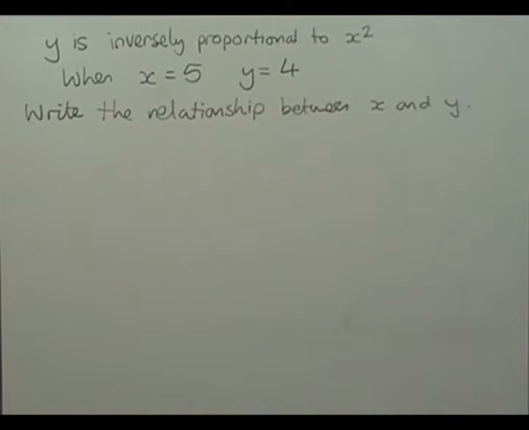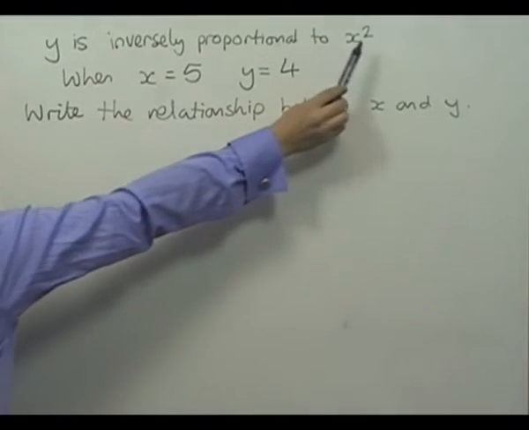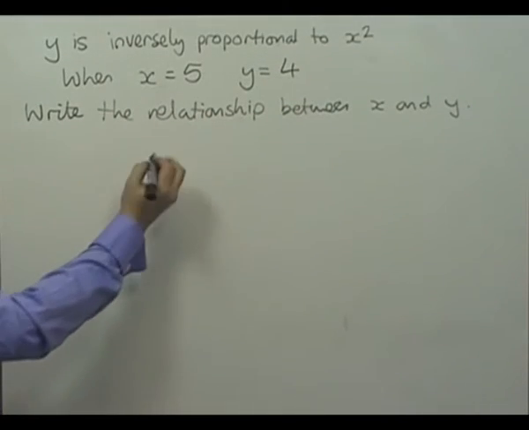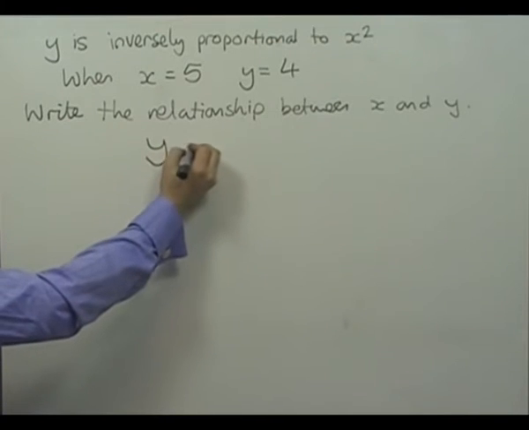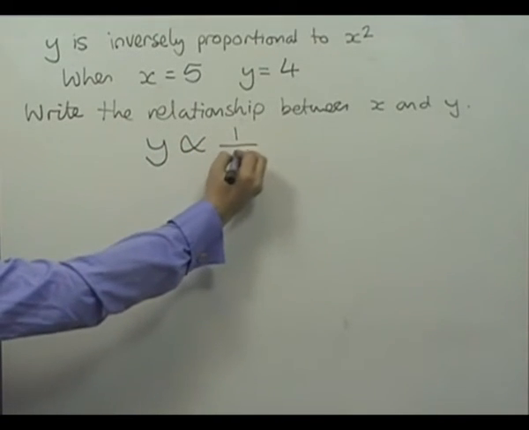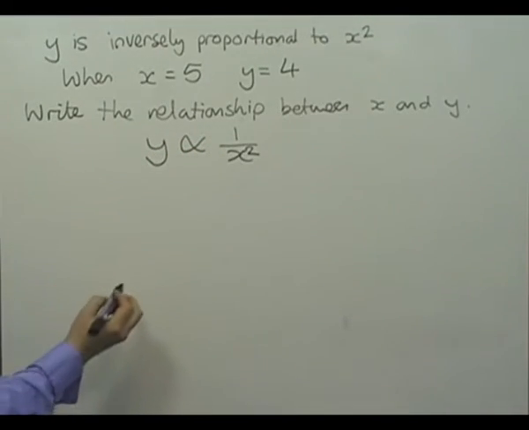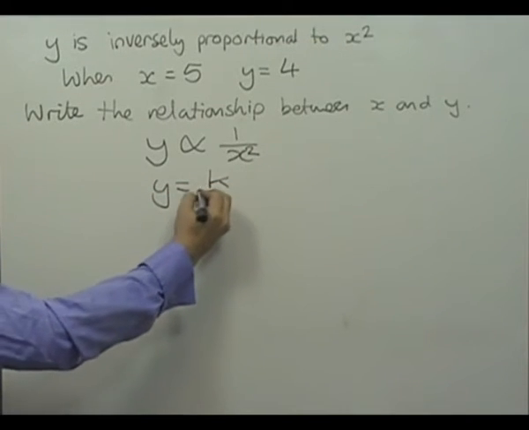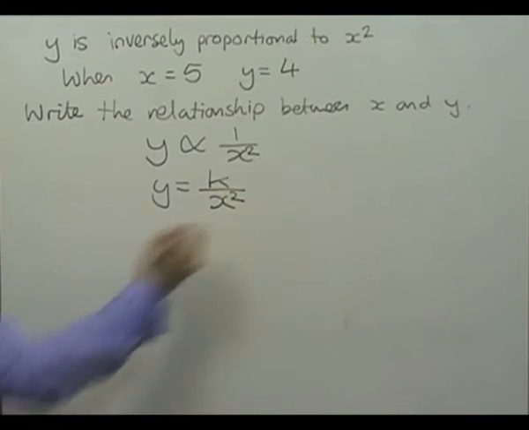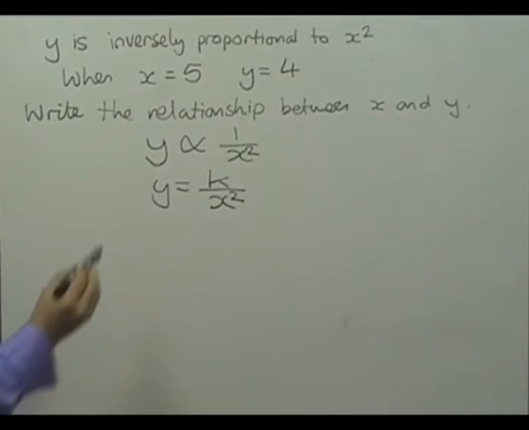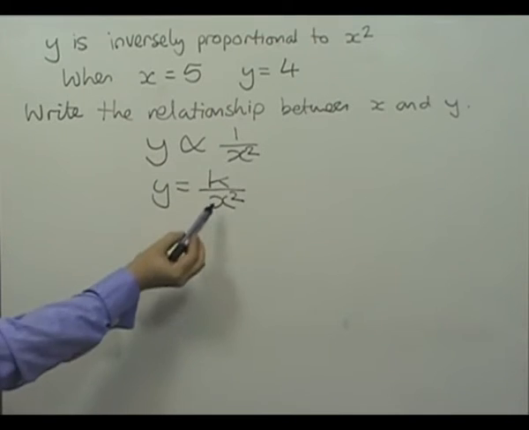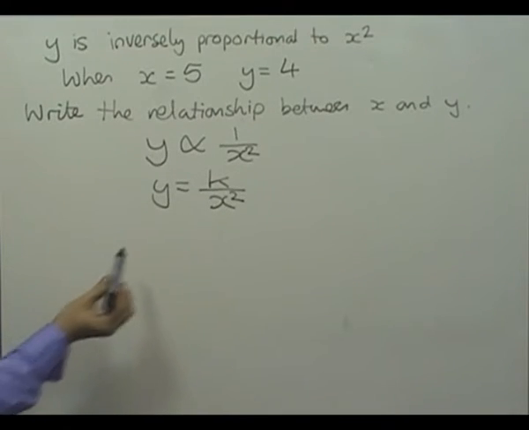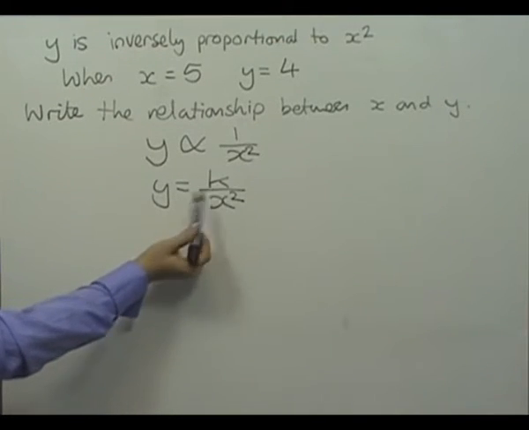Alright, here we have another inverse proportion situation. This time, y is inversely proportional to x squared. So the relationship for this one is going to look like this. Y is proportional to 1 over x squared. And again, replace the proportional symbol with your k value to get your formula. Then once again, substitute your values into the formula to find out what the constant of proportionality is.